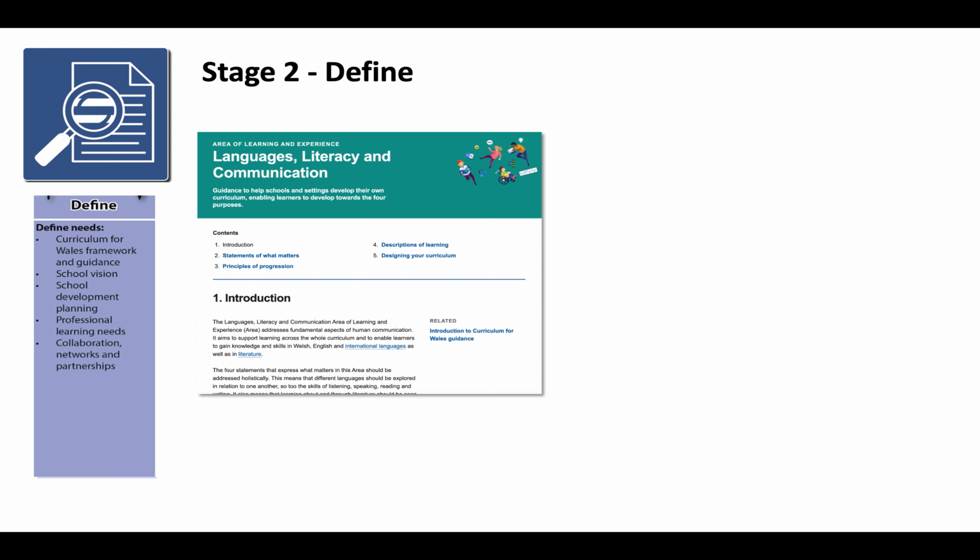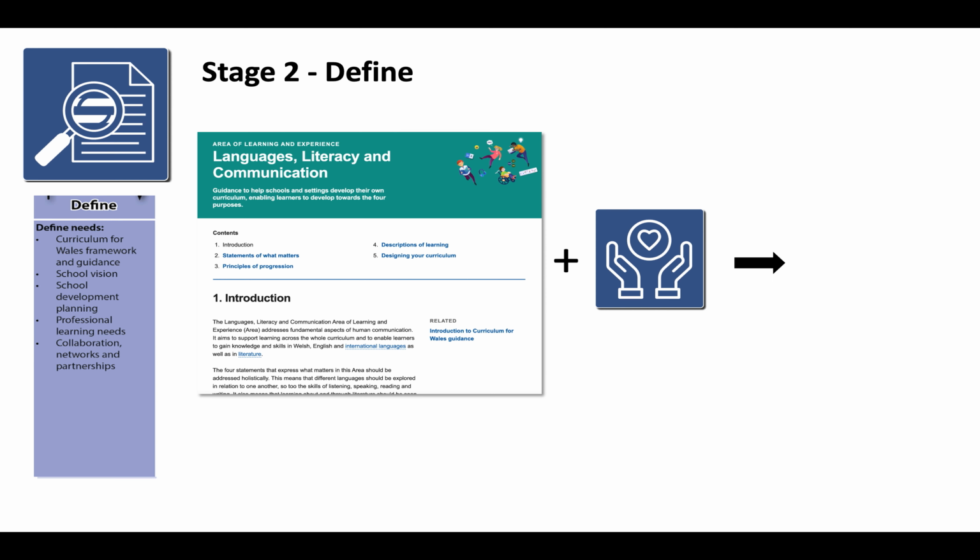This does take time and may mean that you revisit the framework again and again, but this deep understanding of the model, including the 4 purposes, what matters statements for LLC, principles of progression, and descriptions of learning for international languages, will help you to make sense of the Curriculum for Wales model, and when put together with the information you had gathered from the empathise stage of design thinking, will allow you to define or refine your vision for international languages at your school. This process forms an important part of the define stage of design thinking.